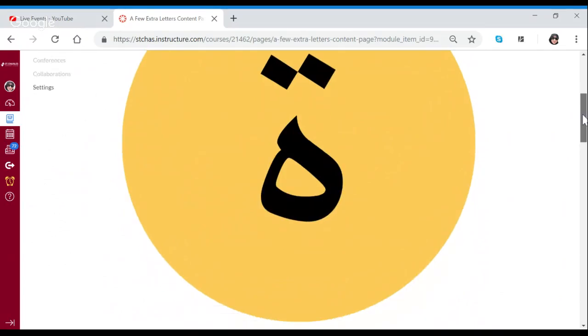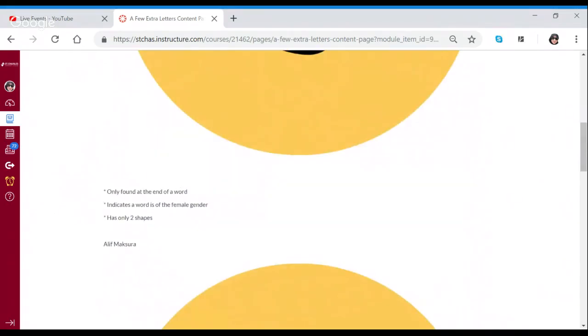But it's only found at the end of a word. It will never be at the beginning. It will never be in the middle of a word or by itself. It's only at the end of a word. And it indicates the female gender, and it has only two shapes. Okay, so that's what's important about ta marbuta, and it looks like that.